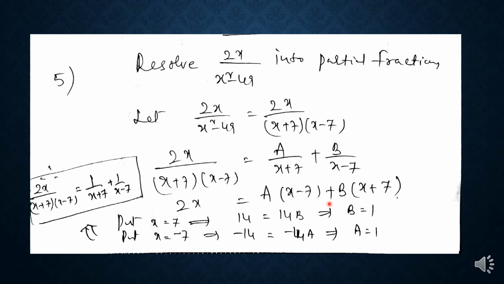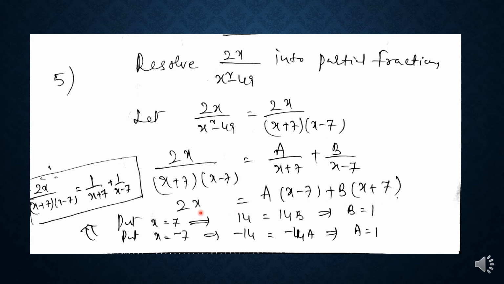So now we have to find the values of the constants a and b. For that, substitute x equal to 7 once and x equal to minus 7 in the second step. So by putting x equal to 7 in this equation, 2x is equal to a into x minus 7 plus b into x plus 7.